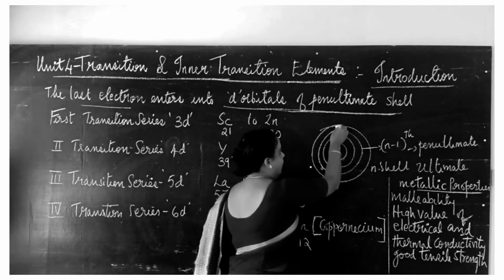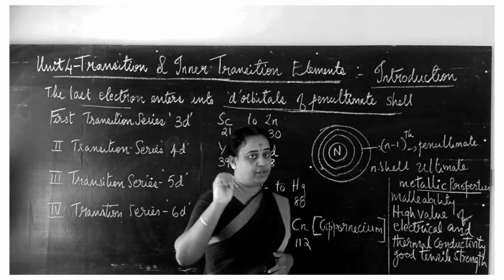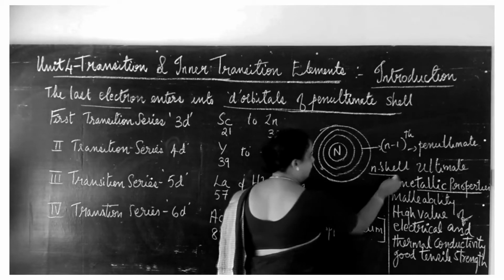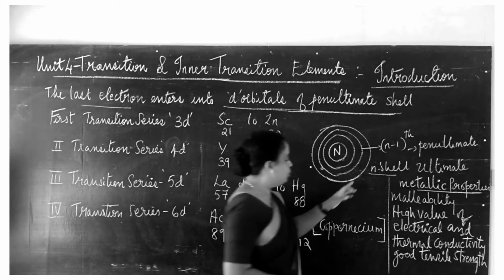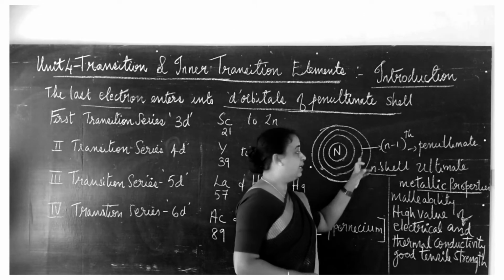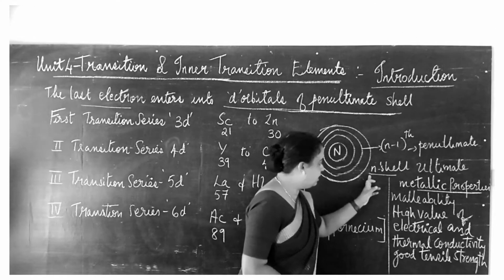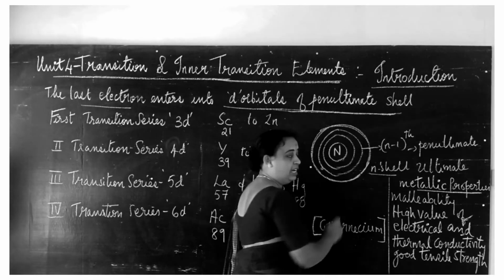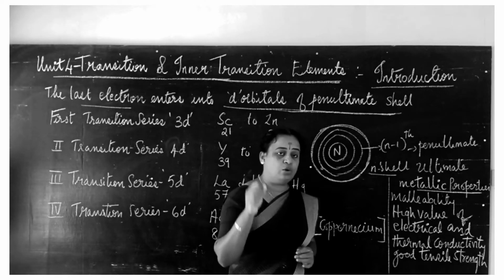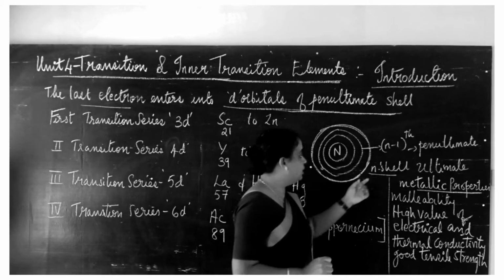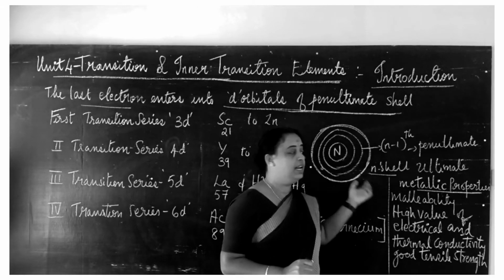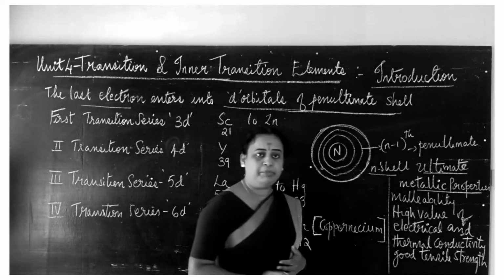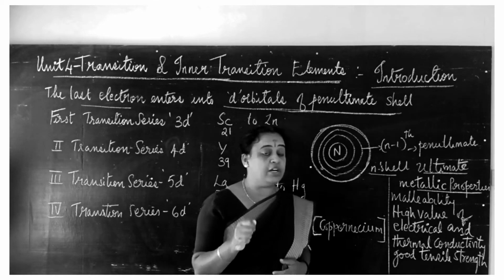As the atomic number increases, the shell number also increases, that we know very well. The last shell we call the nth shell. The electrons in the last shell are called valence electrons. This last shell, the nth shell, we call the ultimate shell, ultimate because it is the last one.